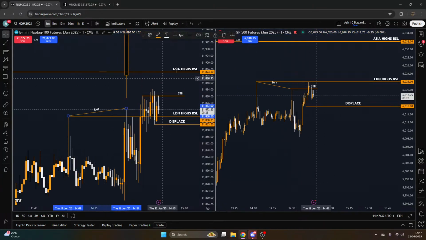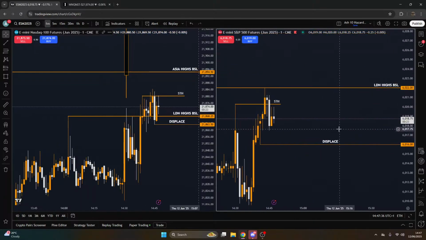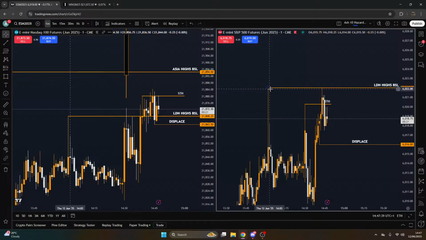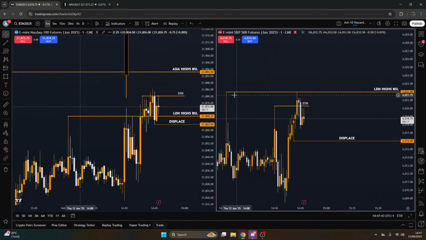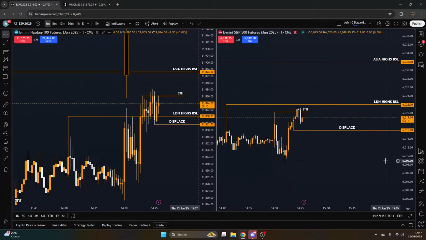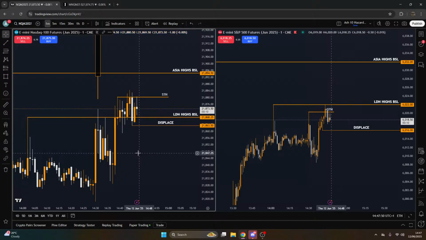Alright, so we no longer have this SMT because both highs have now been taken on NQ and ES, and ES has actually formed equal highs on London highs. So let's see what we get. This at the moment is looking pretty clean.